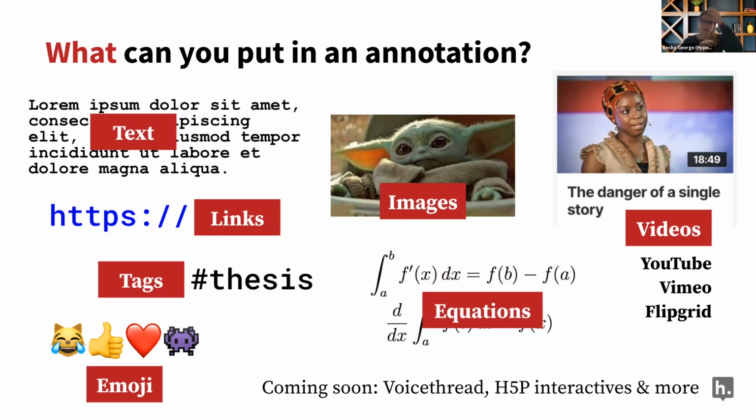The way that Hypothesis works is that you select text and then you have the option to create your annotation. So currently you can't annotate videos from Vimeo or YouTube. You could add a video in your annotation from Vimeo or YouTube, but you can't annotate the video itself.